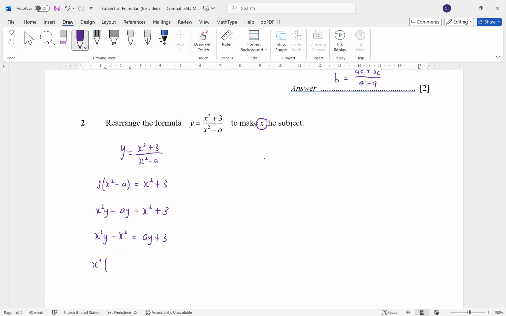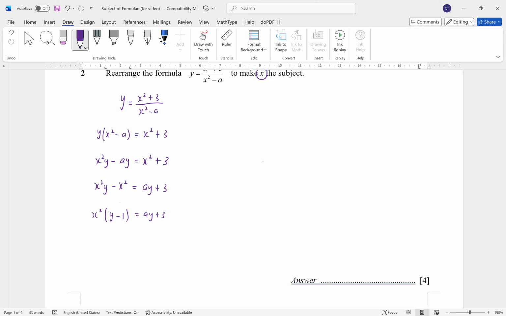Factorize, same thing. Just now we factorized out x, but now since we have x squared, we will factorize out x squared instead. So we will get this. Then the term that is multiplying with the x squared, we will just divide both sides by it. So we will end up with x squared equals to ay plus 3 over y minus 1.